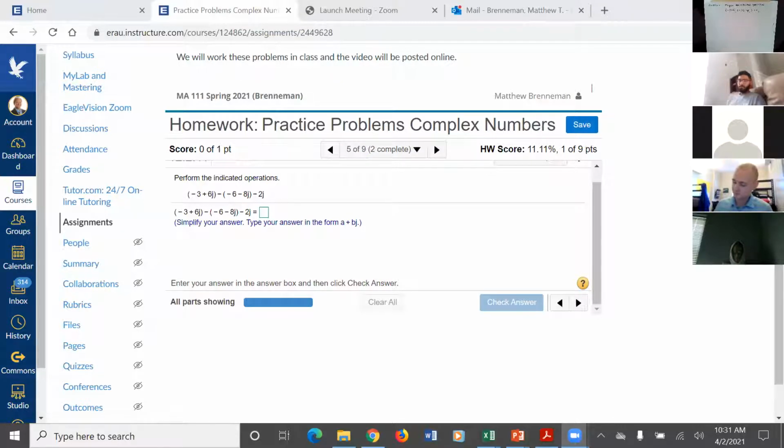So it's always a good idea when you're subtracting a complex number to distribute the sign, especially on an exam. So basically, I'm going to distribute this negative sign across this sum. Now I'm going to write this as minus 3 plus 6j plus 6 plus 8j minus 2j. Notice once you distribute that negative sign, you don't need the parentheses anymore. You don't even need them on the first complex number.